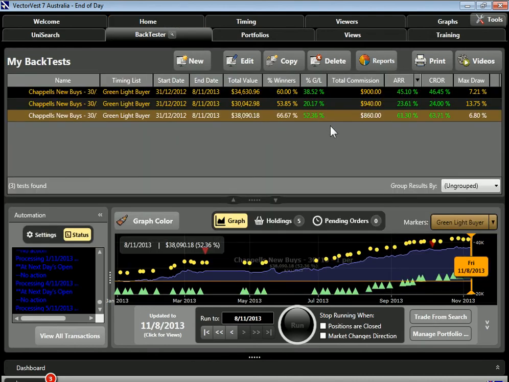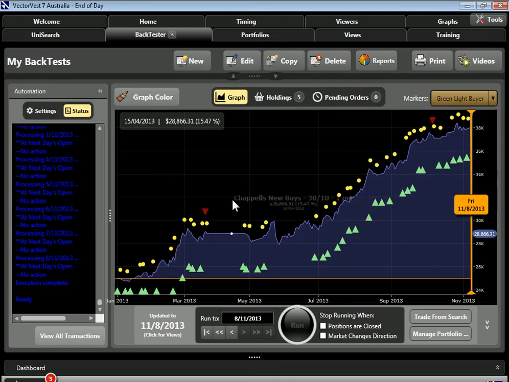We end up with my optimum run here of the 52% gain over this calendar year from the beginning of the year till now. Tremendous return. We had 66.67% winning trades on only $860 of commission. Our annualized rate of return comes in at over 61 and our compounded at 63 with a maximum drawdown of just 6.8%. And that's a reflection of how solid the equity curve was. So the largest peak to the deepest valley was only 6.8%.